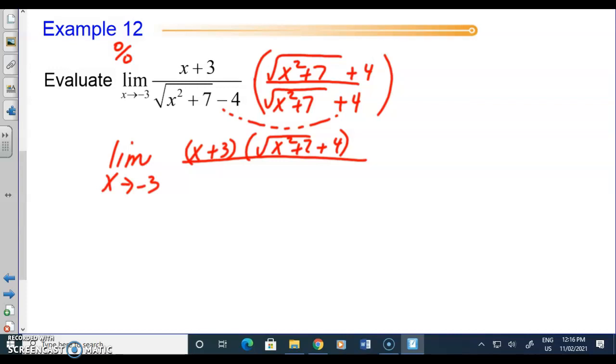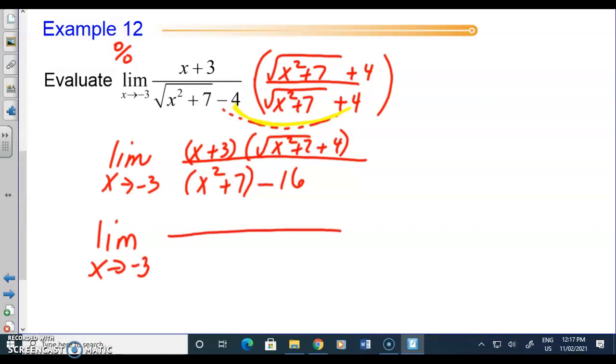I'm going to multiply out my denominators because they are conjugates, which means the middle terms cancel. So the root of x squared plus 7 times the root of x squared plus 7 is just x squared plus 7. The radical is gone. You'll notice that the -4 and the +4 gives you -16. We're going to keep working with that limit until something cancels.